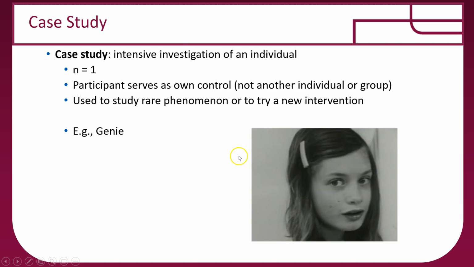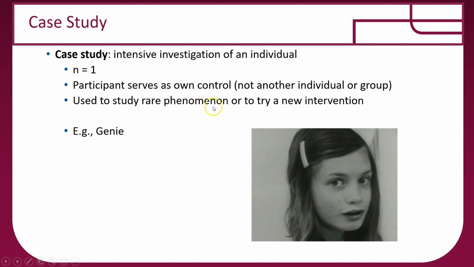Another type of descriptive study would be a case study. A case study is an intensive investigation of an individual. So N, the number of people in your study, is 1, where there's only one person or one case in your study, and the participant serves as their own control. You don't have two groups, you're just looking at one person. And this is really important and used to study rare phenomena or try a new intervention.